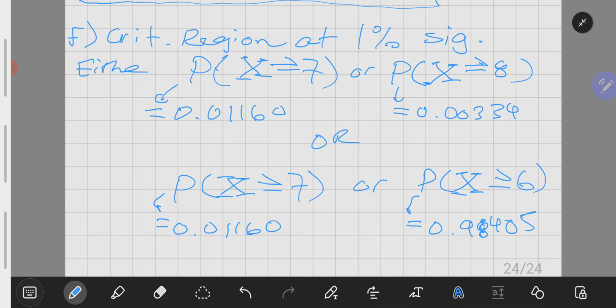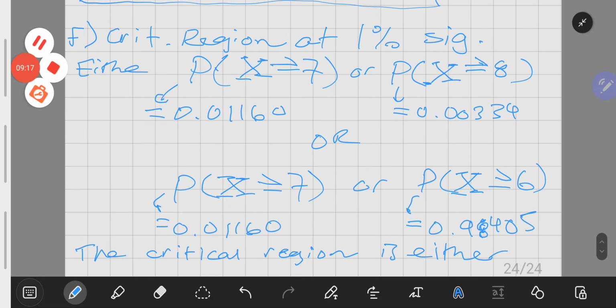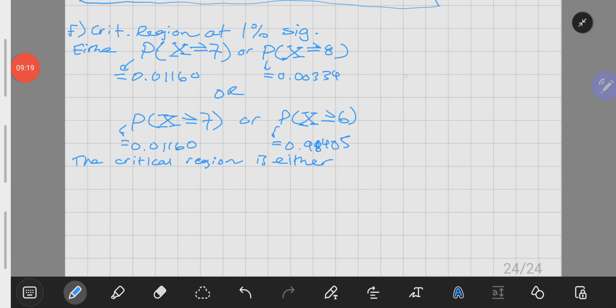And from here, the critical region is either x greater than or equal to 8 or x greater than 7. It can be found at these values.